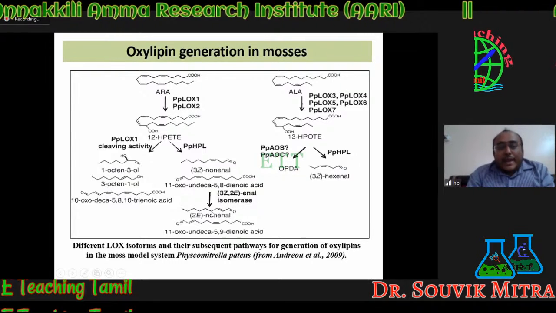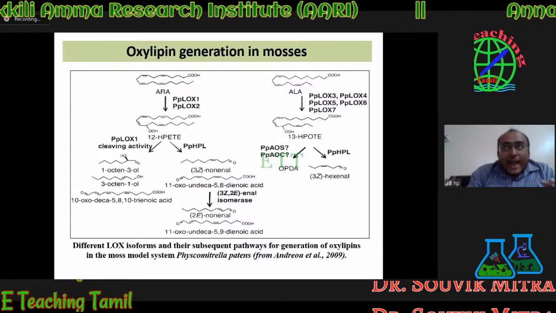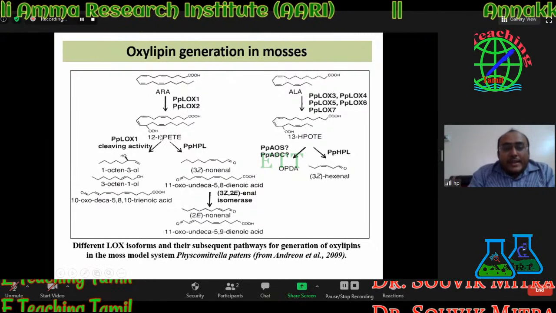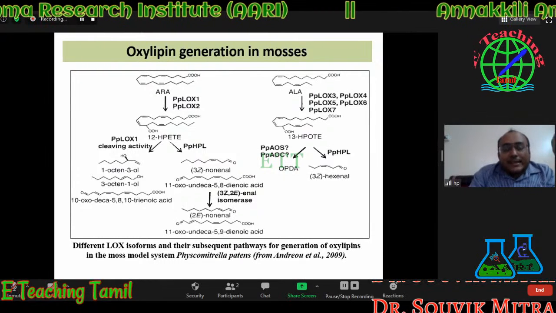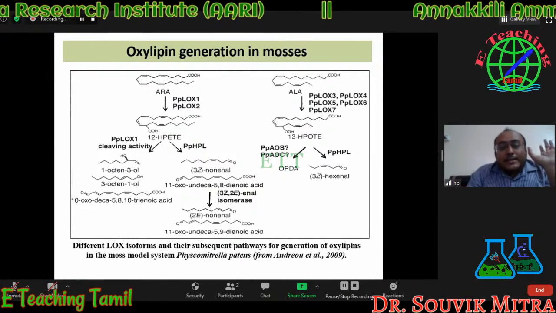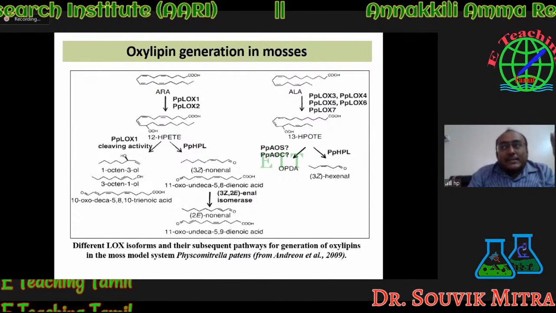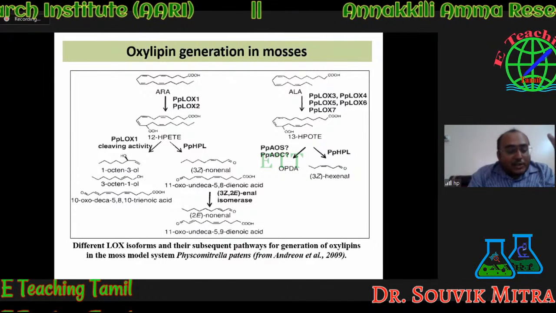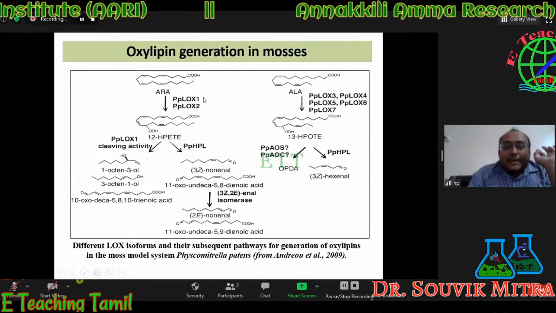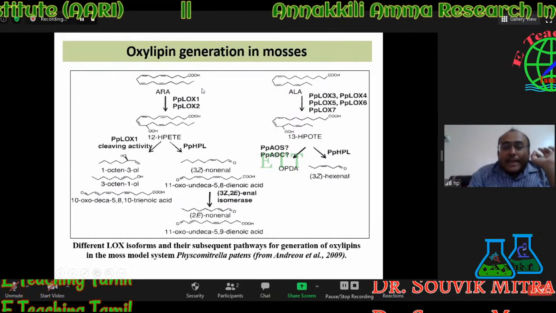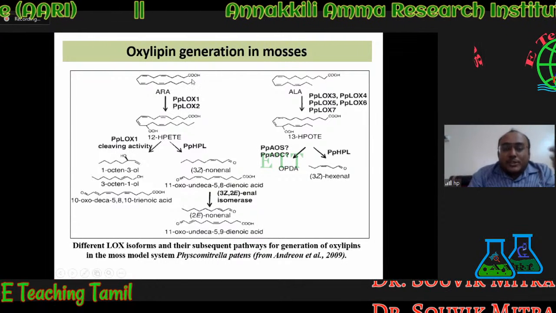As I am working with mosses, I have a special interest in mosses and their fatty acid profiles. In mosses, unlike the 18 carbon fatty acids in angiosperms, the main fatty acids are longer chain, 20 carbon polyunsaturated fatty acids. In this case, arachidonic acid is the main fatty acid on which lipoxygenase will work.